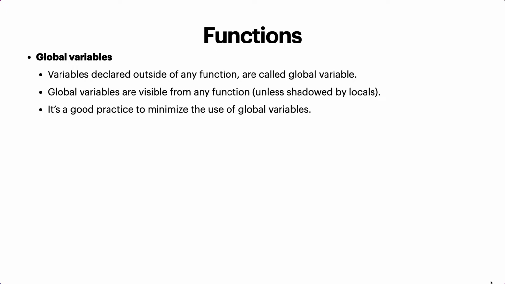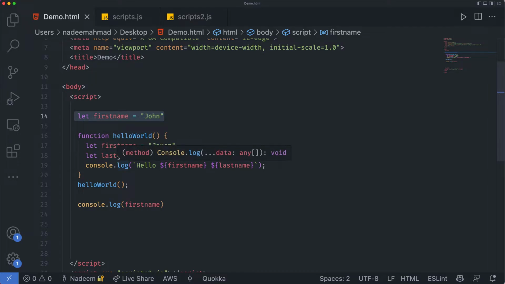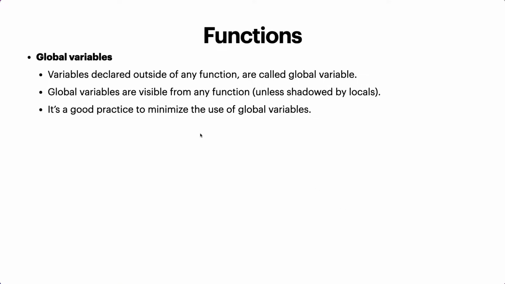It is a good practice to minimize the use of global variables because, for example, I have a lot of functions that have access to this outer variable. If I mistakenly modified the outer variable in one function, then we will see the effect in all of these functions, and that might not be expected. So it is a good practice to minimize the use of global variables and make use of local variables, meaning to declare variables inside the function.